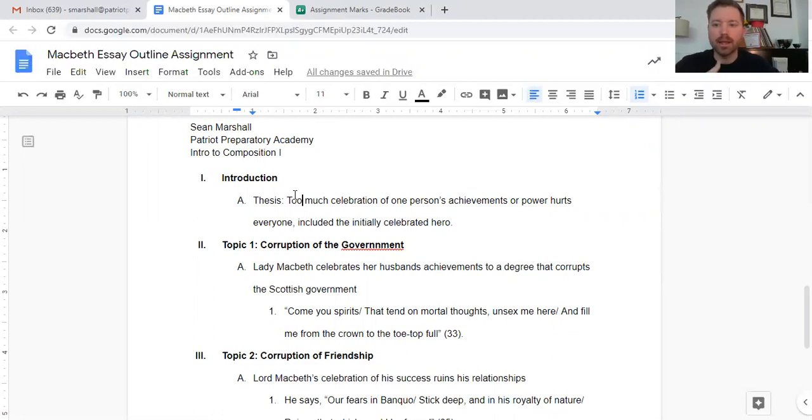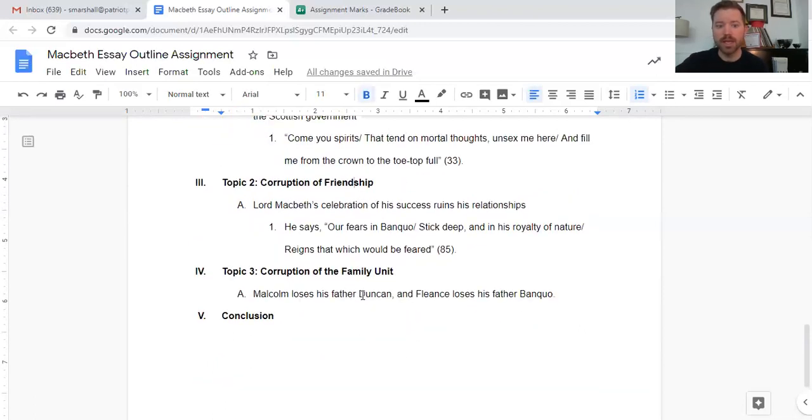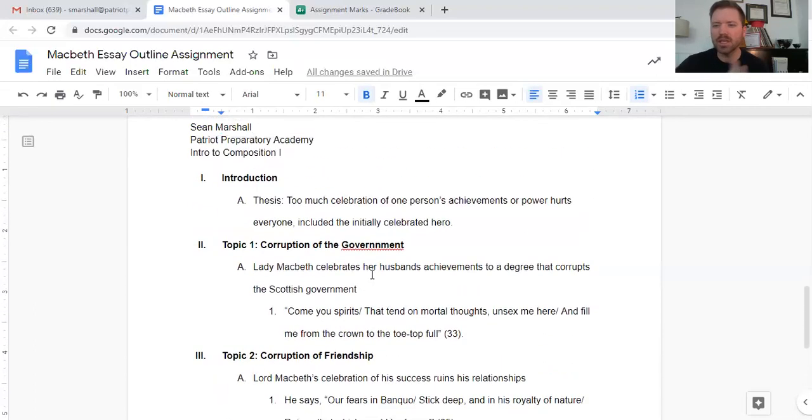And then I look at that celebration in 3 different ways. How does it ruin everyone else in the story? Well, I have 3 different areas and ways that it hurts everyone: through the government, through friendships, and through the family unit. So I'm just thinking of 3 categories within that thesis that help you organize the way that we look at this answer to the prompt.